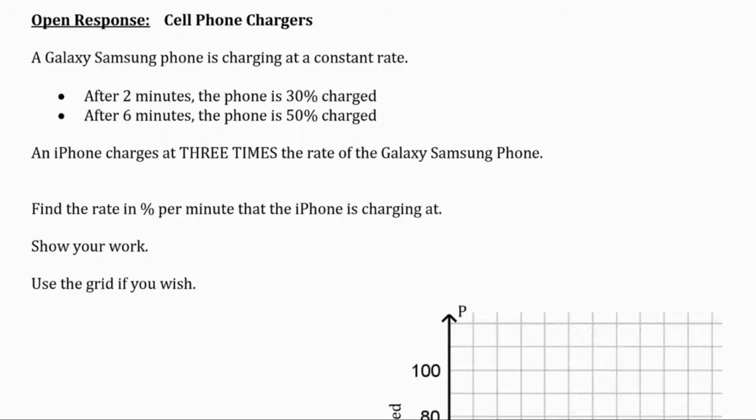Whoa, so there's a lot going on here. We're comparing two different things, but all it tells us about the iPhone is that it's 3 times faster, but it gives me information about the Samsung. So if I can use that information about the Samsung to figure out the rate, then I can use that to figure out the rate of the iPhone, which is what it's asking me to find. Show your work, use the grid if you wish.